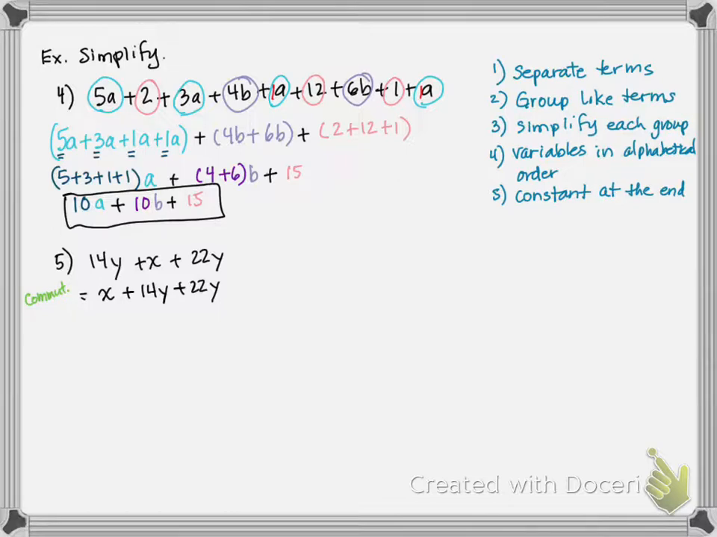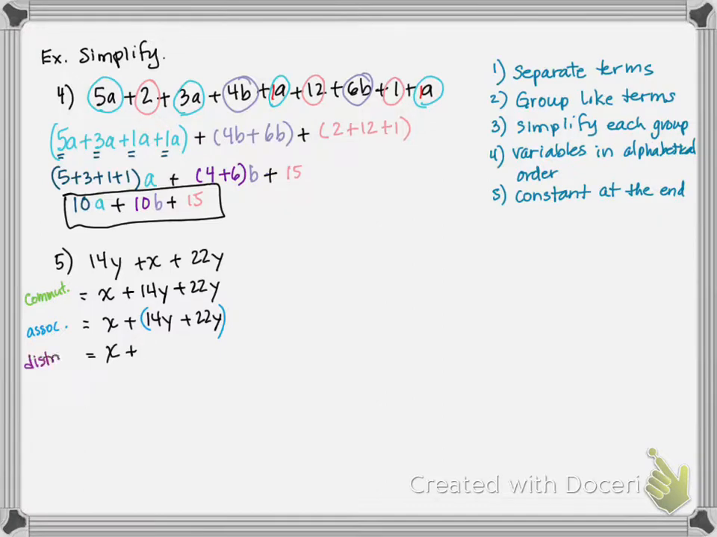Now I got three terms, so now I'm going to use the associative property, so I'm going to abbreviate that, because I need to put in some grouping symbols. So what am I going to combine? I'm going to combine the 14y and the 22y. Okay? So poor little x just stays by himself. Okay? Now, here comes the weird thing. The next property I'm going to use is the distributive property.